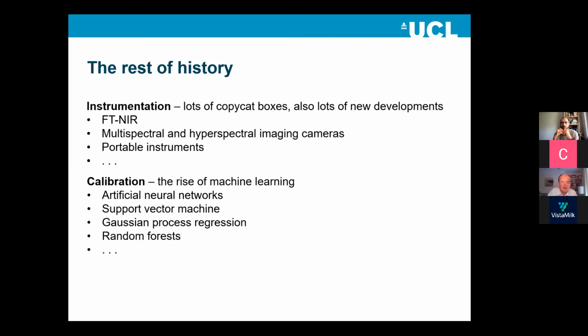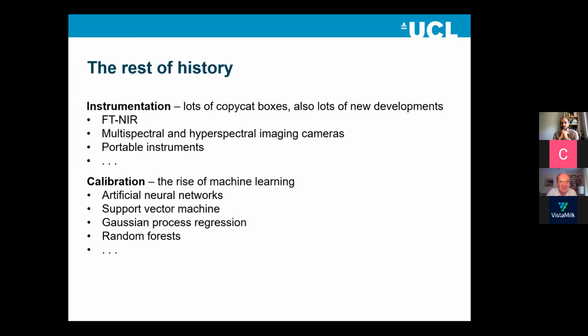Ages before, people had been making IR interferometers, so FTs, Fourier transform NIR. And it's not very hard to adapt an IR interferometer to measure NIR as well. So companies like PerkinElmer and Bruker started producing FT-NIR instruments. And they're pretty good, but fairly expensive, I think, would be a brief summary.